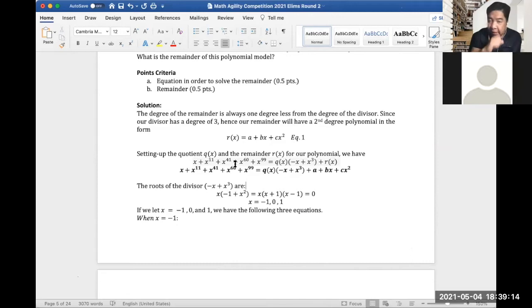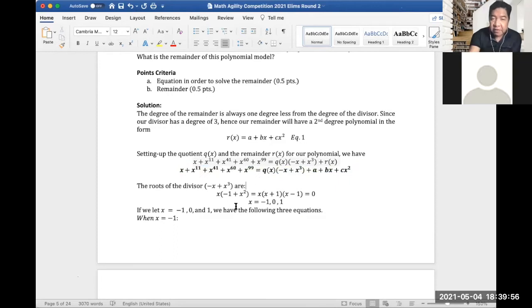In this line here, highlighted. So let me highlight that. This part here, right? So that yellow highlight there. So we have q(x) times quantity negative x plus x cubed, plus the remainder of a plus bx plus cx squared, right? Okay, so let's clear that.